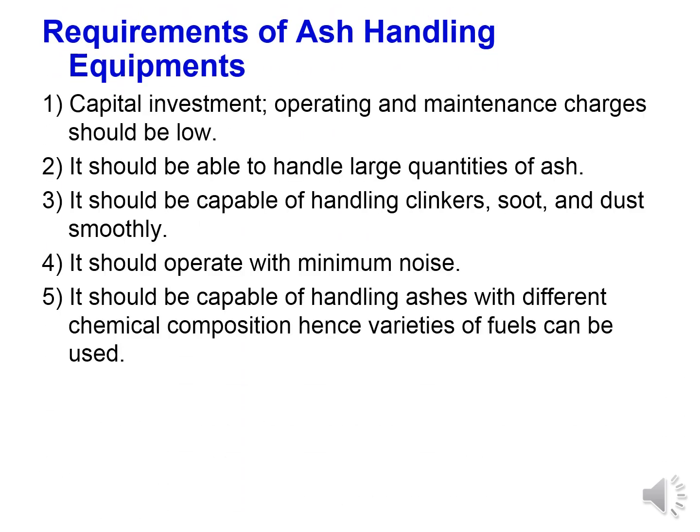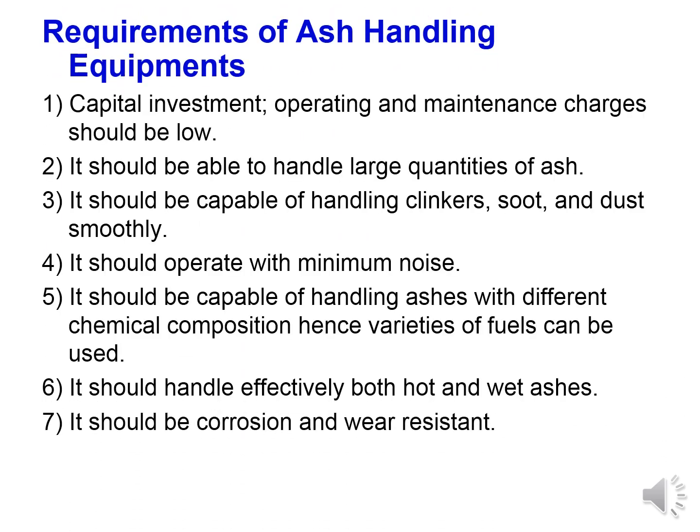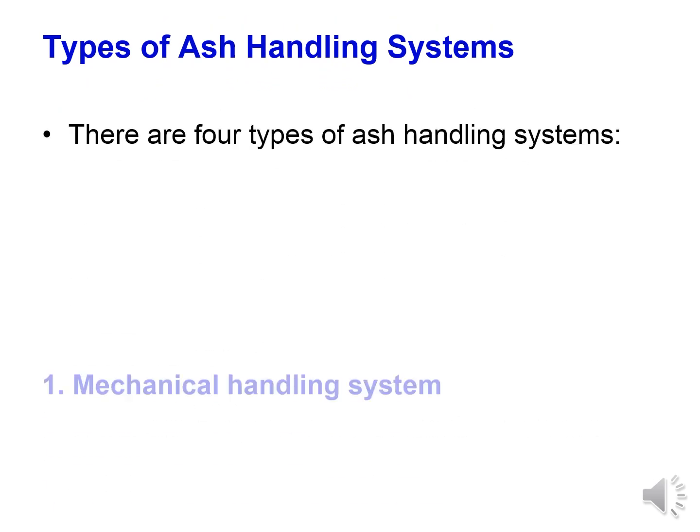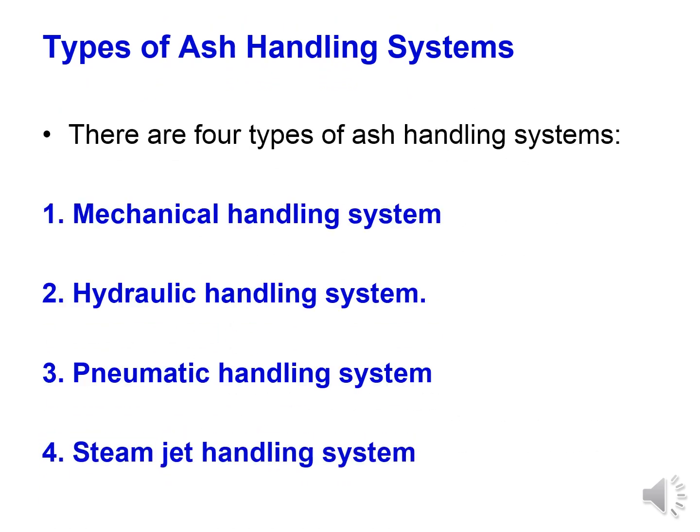Required equipment: so what are the requirements? It should be corrosion free, it should handle effectively, it should produce minimum noise, and it should handle large quantities of ash. So these are some basic requirements. Types of ash handling: there are 4 types: mechanical, hydraulic, pneumatic and steam jet. We'll see one by one.